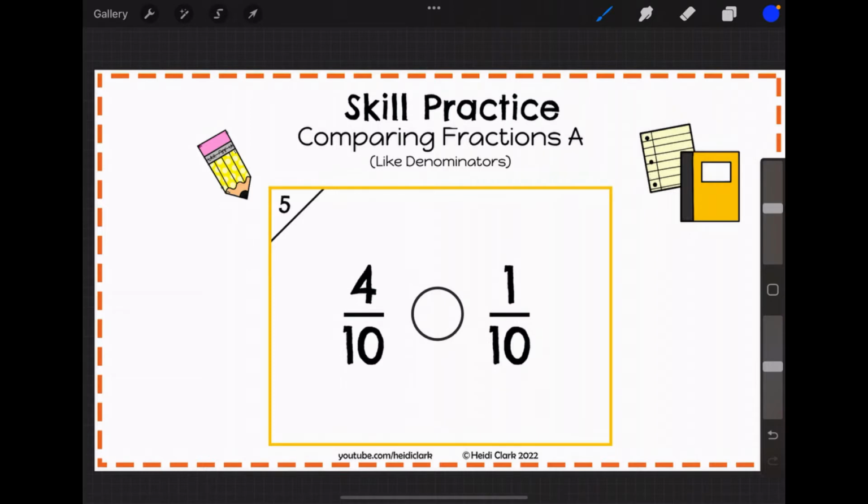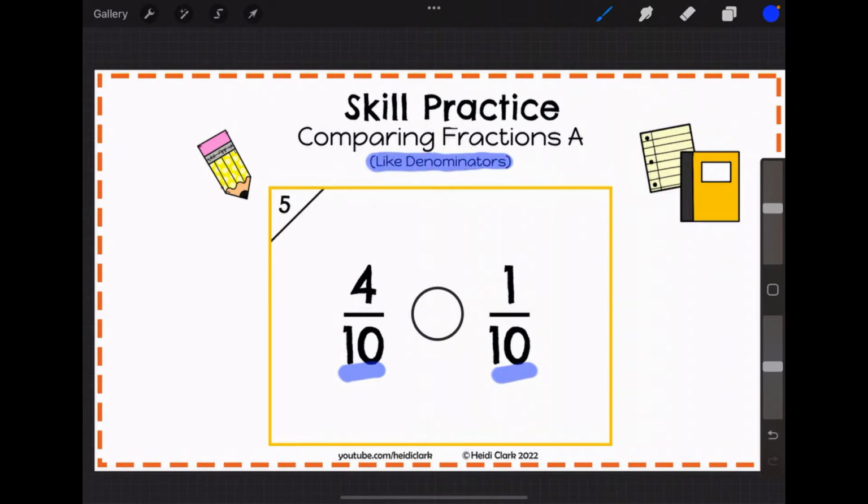Let's compare 4/10 and 1/10. These two fractions have something in common. Take a look at them. What's the same? The denominator is the same. So we say that these two fractions have like denominators, which is going to make it really easy to compare them.